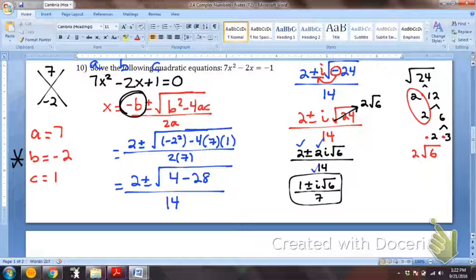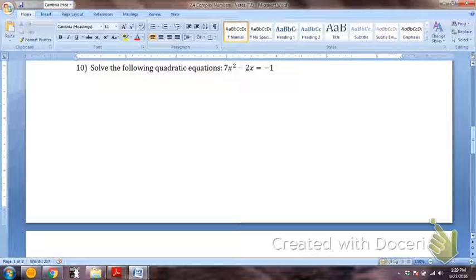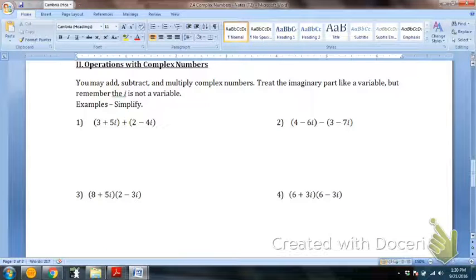Okay, let's turn the page over. They didn't finish this part right here. Is that the only thing that's left? Yeah, and then this. A few more operations with complex numbers. So you can add, subtract, multiply, and divide complex numbers. We're not going to divide in this class, but we're going to do the other 3 operations. We're going to treat the imaginary part like a variable, but remember, I is not necessarily a variable.